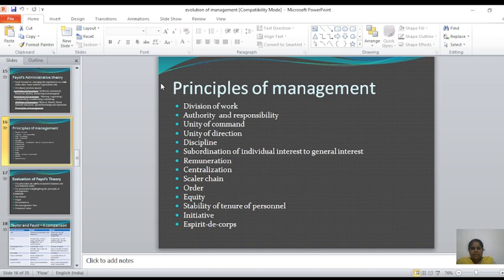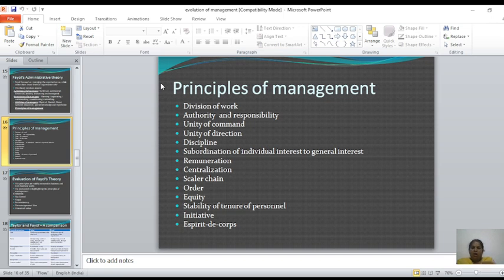The first one is the division of work. What is the division of work? He recommended that all kinds of work must be divided and allocated as per the competence, qualification and experience of the individual. For example, a bank has several operations like collection and payment of cash and issue of checks. All those activities are divided and allocated to different persons in a bank. This method of doing work improves efficiency and makes them experts in their field.